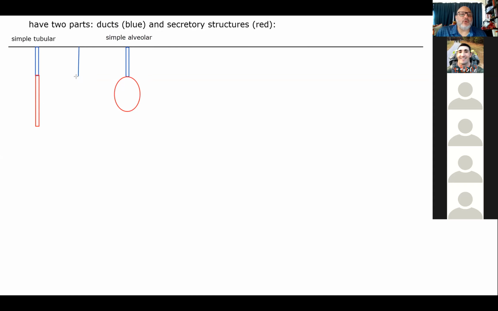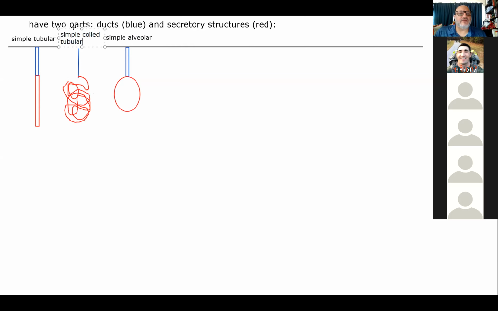What can happen with the tubular one is that while sometimes the tube can be straight and linear like this, what often happens with the tube is that it actually coils and spins and wraps around. It doesn't go in a straight line. It kind of wraps around in a coiled sense. And in fact, that's what we call this. We call this a simple coiled tubular gland. So simple tubular glands can be straight or they can be coiled.